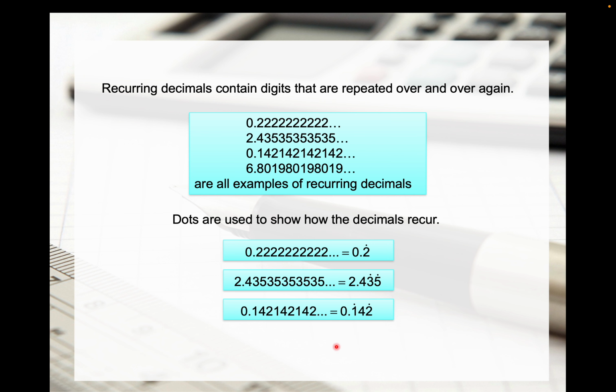When there are 3 digits recurring, like 142, we put the dot on the first and on the last. Where we have 4 digits recurring, the same rule applies as for 3 digits: we put the dot on the first one, which is 8, and on the last recurring one, which is 9, because 8019 recurs. Okay, this is the short way to do this.